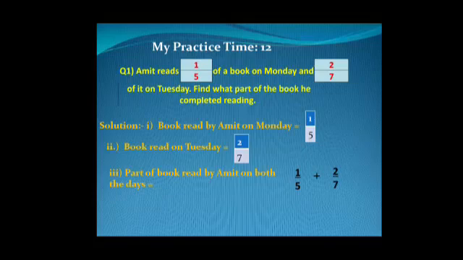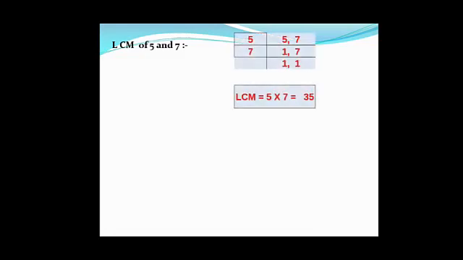Here we can see that the denominators are different, so we need to find out the LCM of the denominators. Now the LCM of 5 and 7: 5 ones are 5 and 7 ones are 7, so the LCM of 5 and 7 is equal to 35. Now we will divide the LCM by the denominator. So 35 divided by 5 is equal to 7.